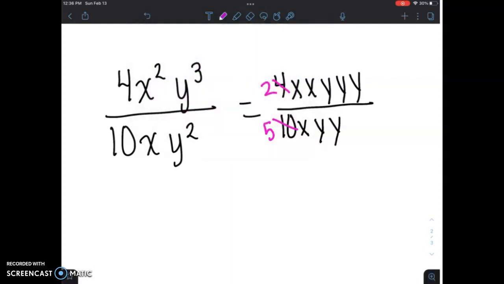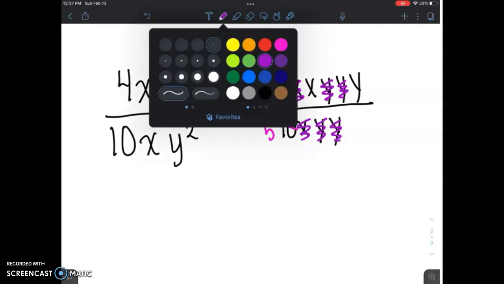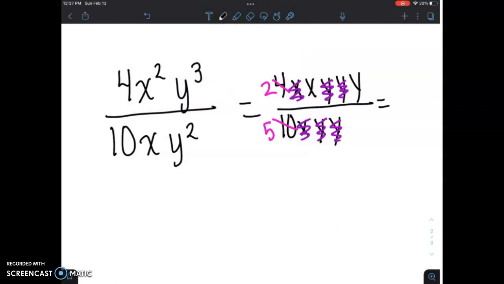And then I'm going to go ahead and do the same thing, x over x. And now there's no more x's in the denominator, so I can move on to the y's. So I have a y here, a y here. That's 1. That's 1. And then now I've run out of y's as well in the denominator. And so now I can go ahead and write my simplified version.